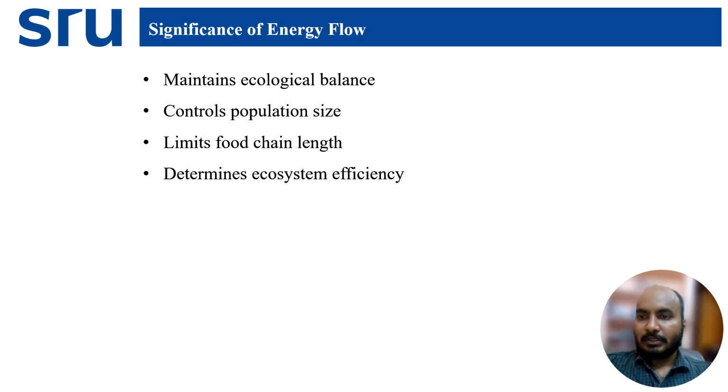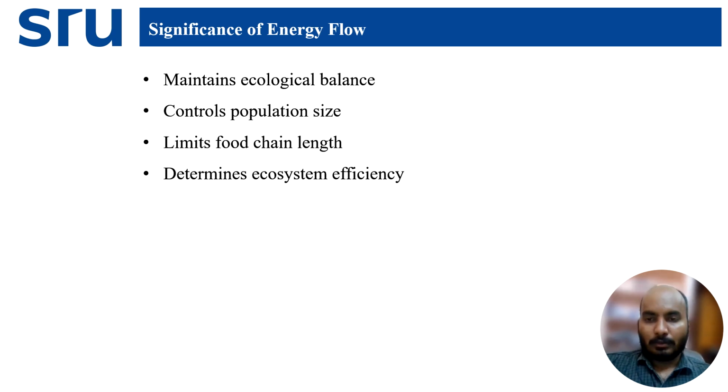Without controlled energy flow, the ecosystem cannot function properly. So for proper functioning of the ecosystem, energy flow is crucial. The energy flow varies from one trophic level to another, and at each trophic level there is a loss of energy, finally lost in the form of heat.